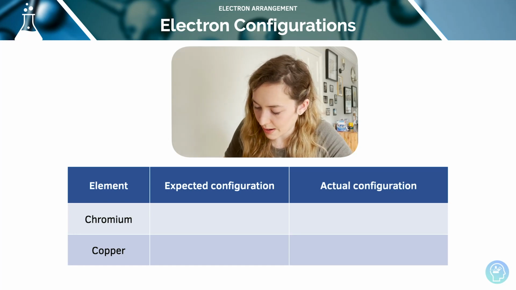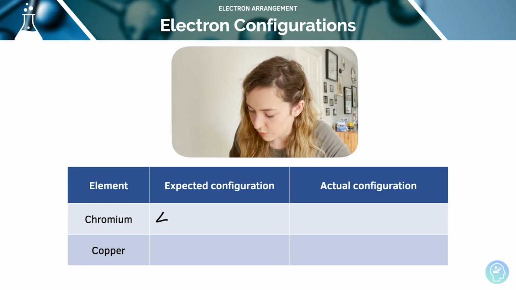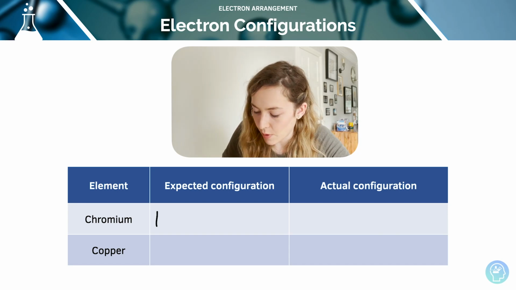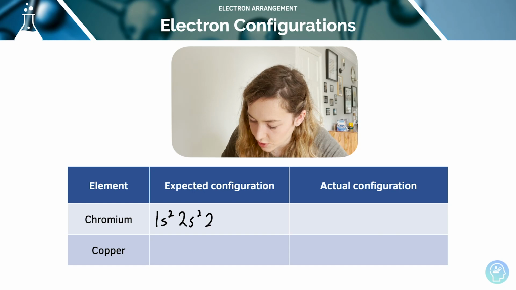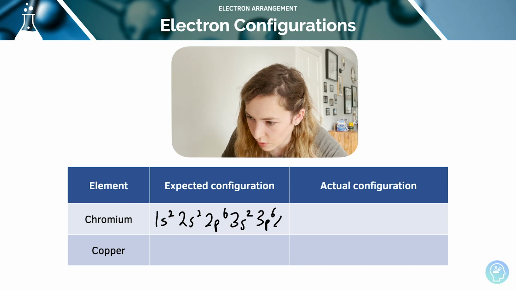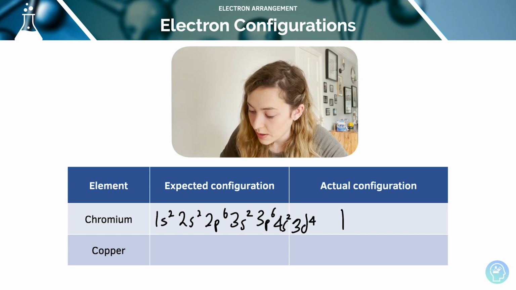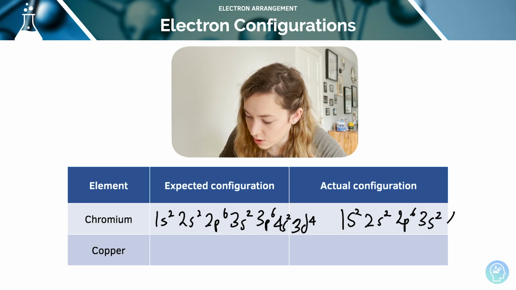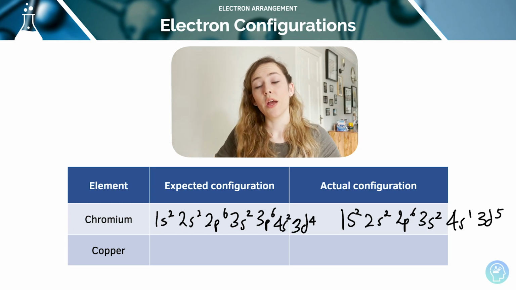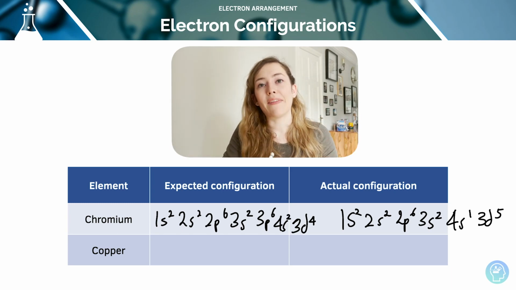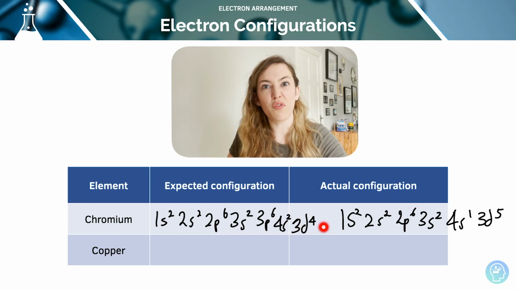It's really pulled out quite clearly in the specification. But if we actually write out our expected configuration of chromium, if we're using the rules that we've learnt, it would be 1s2, 2s2, 2p6. You can see why people like to use the shortcuts, because this can take a long time. Always use the full in the exam, unless you're told otherwise. 3d4. Now the actual is 1s2, 2s2, 2p6, 3s2, 4s1, 3d5. D can have 10 electrons, so 5 is half full, and that is more desirable than it being 4s2, 3d4. That is not half or full, is it?